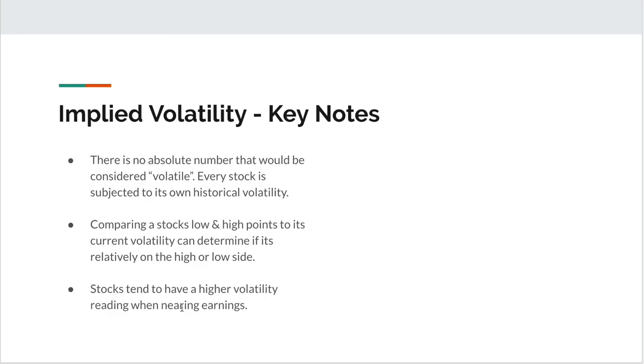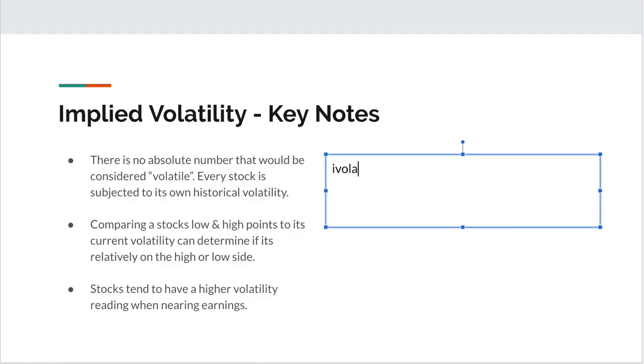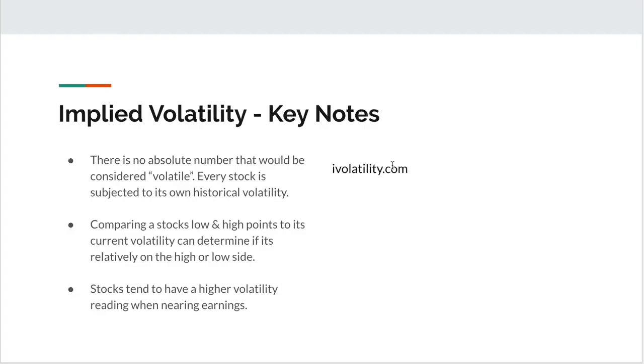So now let's go ahead and jump into this website. This website is called ivolatility.com. So this website will give you all the information you need about volatility. Let's go ahead and jump into it. That way I could show you a little bit how to navigate it and where to look to see implied volatility, high volatility versus low volatility, 52-week high versus 52-week low. So let's go ahead and jump into that website right now.